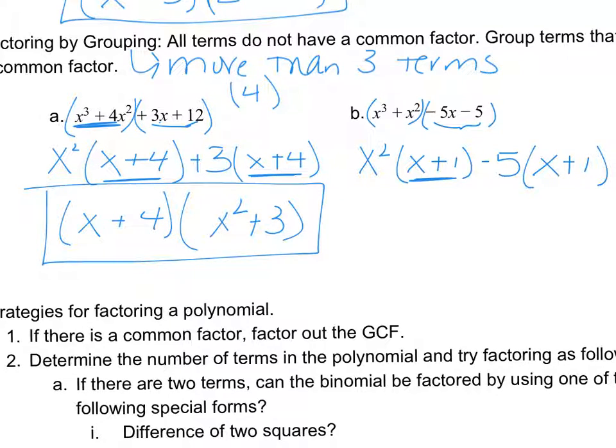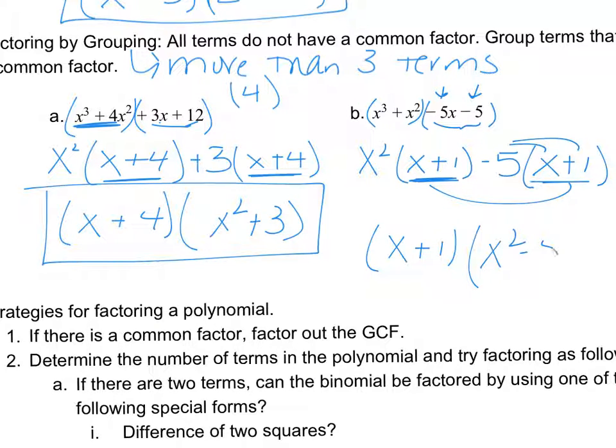Because negative 5 times x would give me back the negative 5x I was looking for, and negative 5 times 1 gives me back the negative 5. Now my two parentheses are exactly the same, so they become the greatest common factor, and I'm left with x squared minus 5. And this is the factored form.